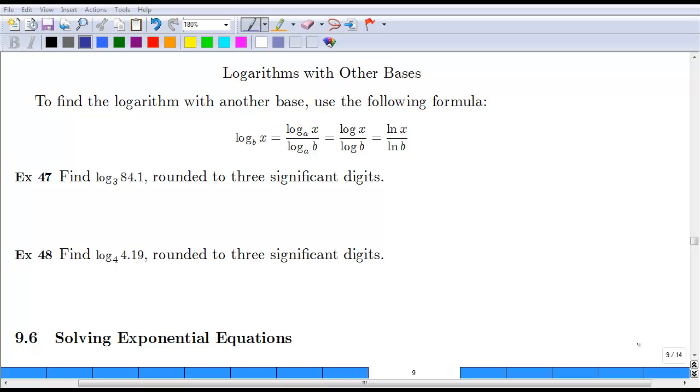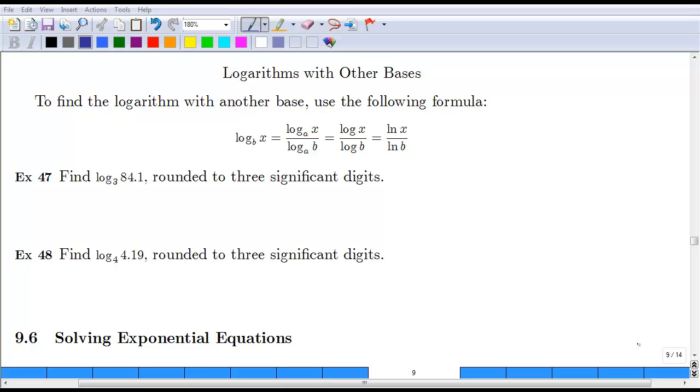This second video for section 9.5 will be brief, but since it is a separate topic, I felt that it needed to be discussed separately. And this primarily deals with logarithms of other bases. We've talked about how in our calculator we have the common logarithm, or log base 10, and we also have the natural logarithm, or log base e.